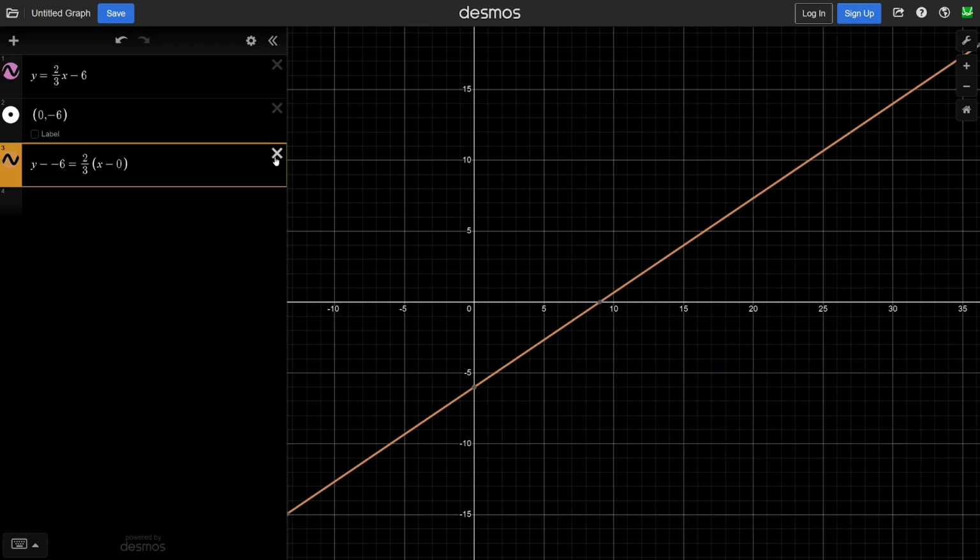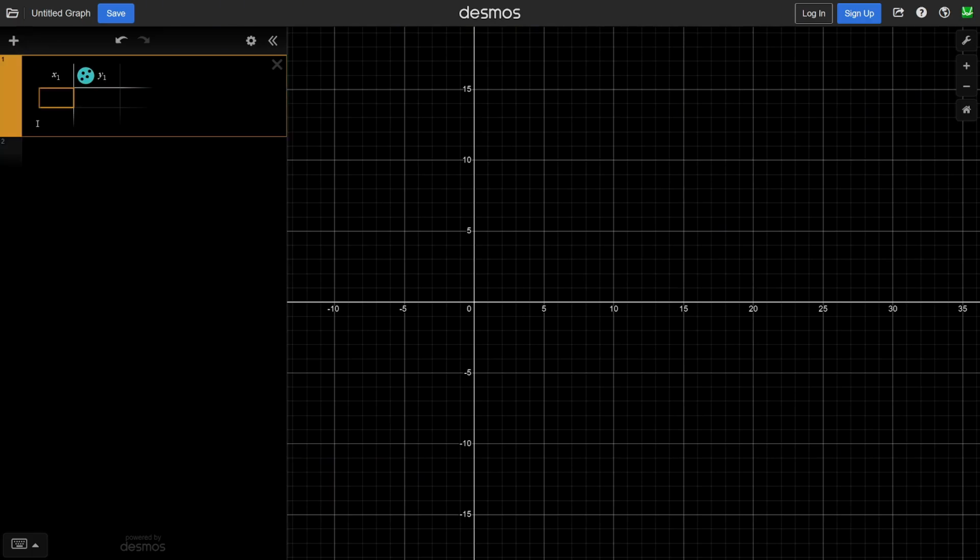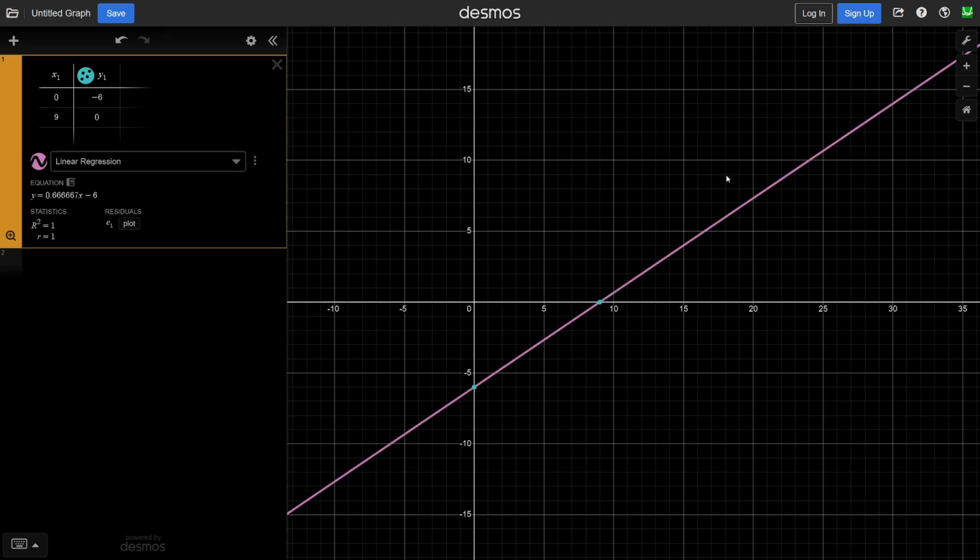And one more cool thing in Desmos is that if you add a table here, you could just type in some coordinates and have it populate the line for you. So again, we started with (0, negative 6), as well as (9, 0). And now you click this button right here to add a regression, and you can see that the equation of your line is now populated.